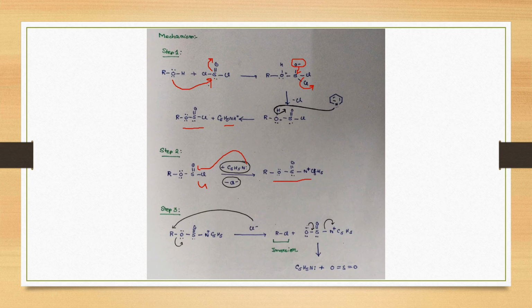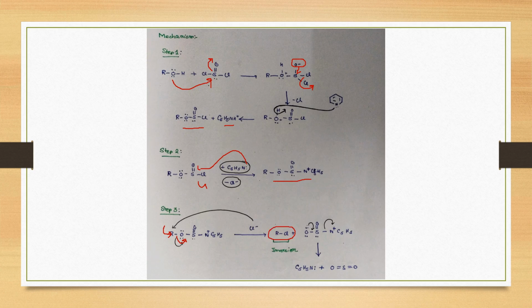Now what happens? Since the attack of the chlorine from the front side is not available, chlorine will now attack from the back side, as a result of which the RO bond or CO bond will get cleaved. Ultimately, there will be formation of an inverted compound. This is the main difference.